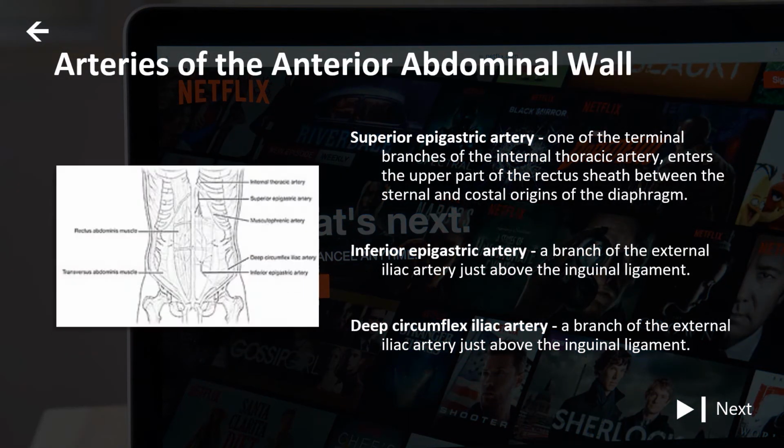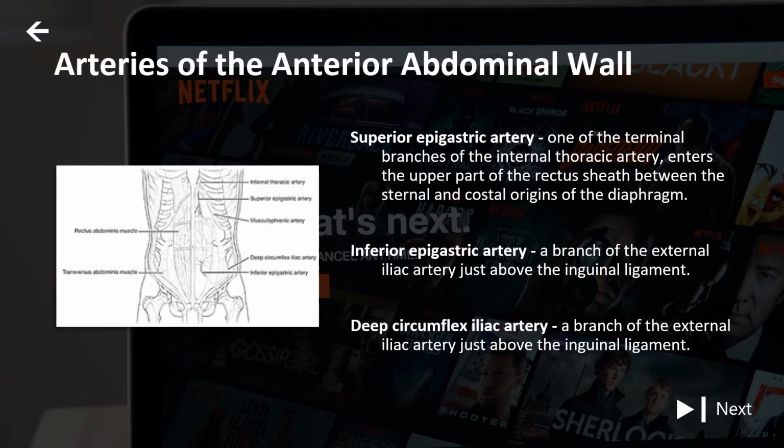Arteries of the anterior abdominal wall. We have three arteries under this category, and these are the superior epigastric artery, inferior epigastric artery, and the deep circumflex iliac artery. Superior epigastric artery is one of the terminal branches of the internal thoracic artery that enters the upper part of the rectus sheath between the sternal and costal origins of the diaphragm. It descends behind the rectus muscle, supplying the upper central part of the anterior abdominal wall and anastomosing with the inferior epigastric artery.